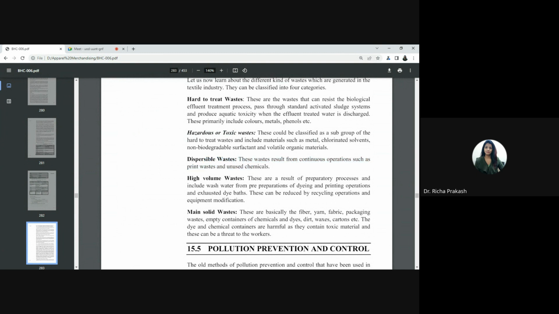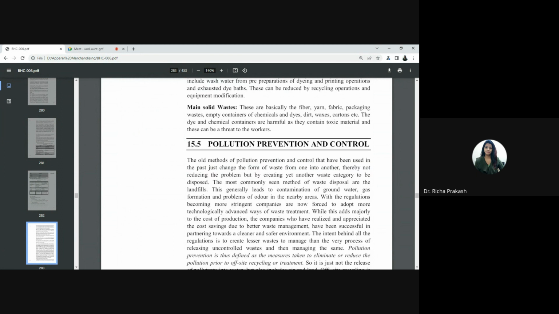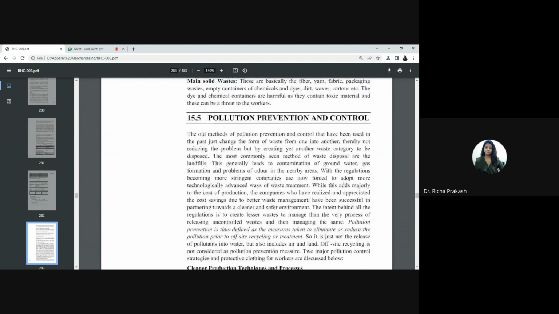Dispersible waste, waste which results from continuous operations such as print waste and unused chemicals. So they are just dispersible into the environment. It can be through air or water or anything. But it comes through a continuous process. You have high volume waste, main solid waste, all these different types of waste. The most common is actually main solid waste.